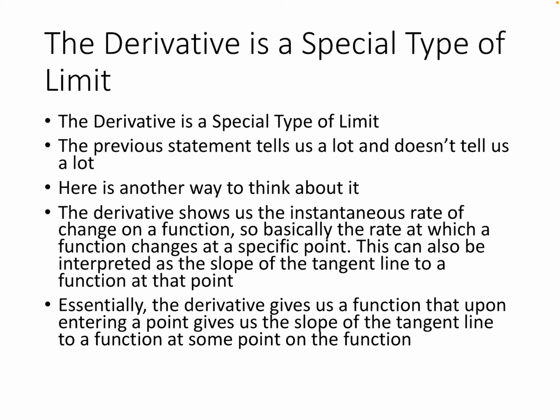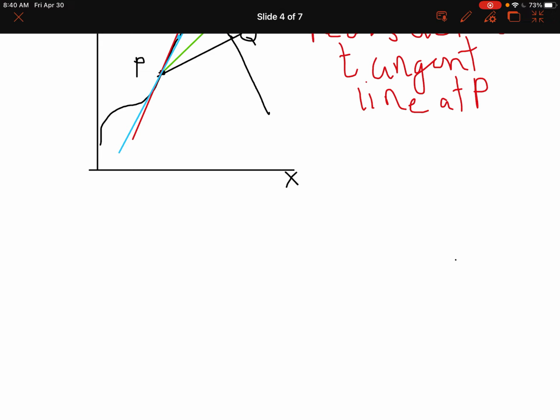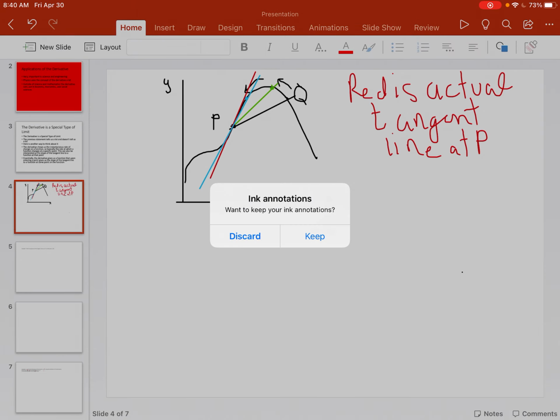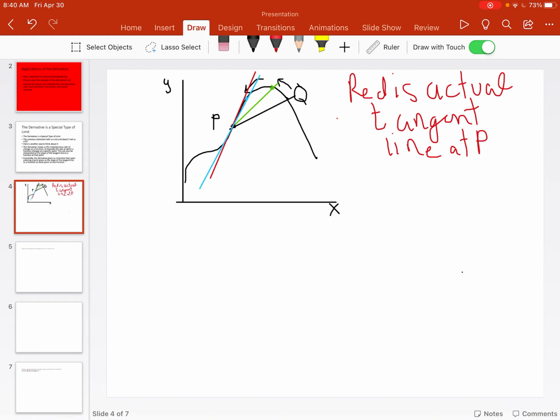So that's a lot to take in, but let's discuss this a little more deeply. We're going to go back to what I just said recently: the derivative is a special type of limit. I'm going to go off this slide because I need the pen. So going back to what I said before, that the derivative is a special type of limit, I want you to consider this diagram I've made.